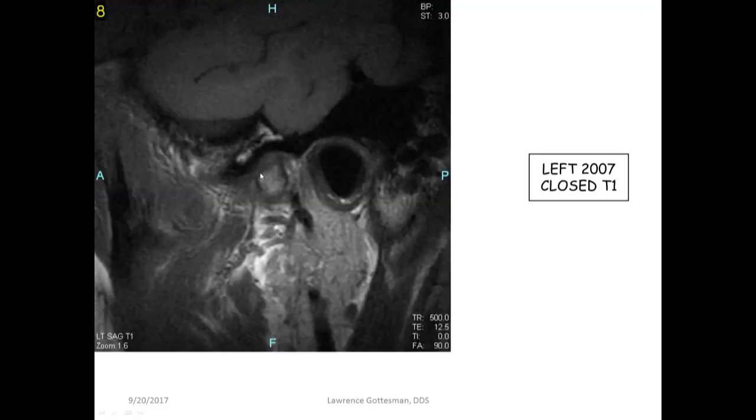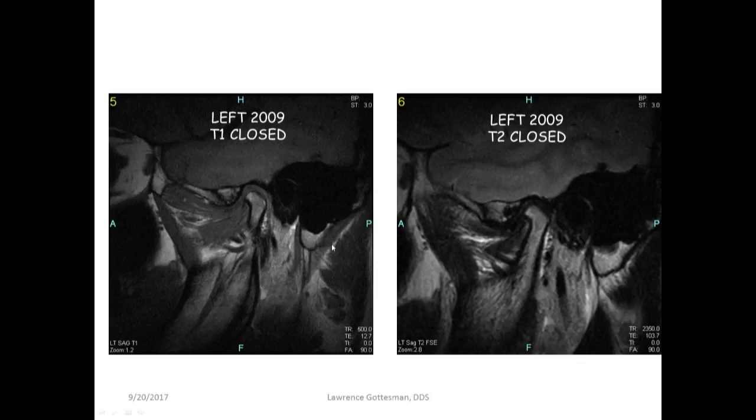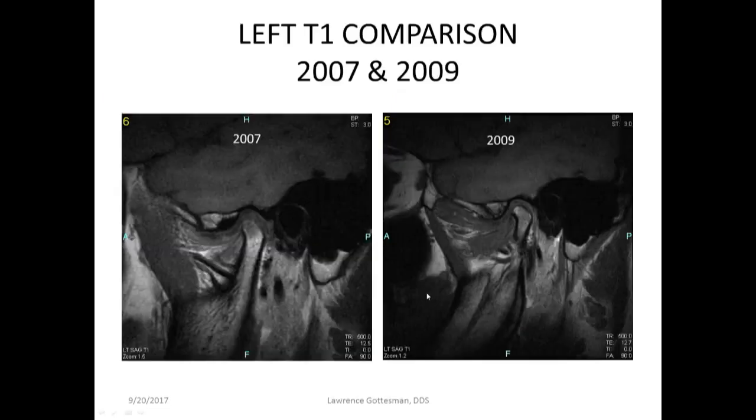But here in 2007, when we take a look at the lateral pole, you can see there are already some angular changes, and here is that erosive lesion that's going on. So this is an early case. There's the disc out in front. It's displaced off of the lateral pole, the outside of the condyle. When you take a look at 2009, you can see that there's interspersed material. The disc is displaced at this point even further over here. Bright on T1, bright on T2. That's called the fat replacement process.